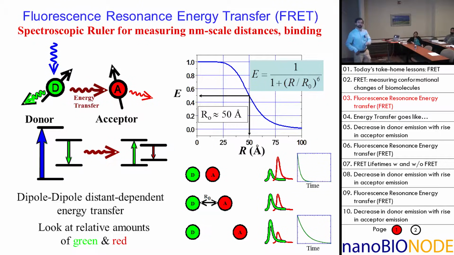So for example, looking right over here, what do you think the relationship is between the emission of the donor and the emission of the acceptor? Or between the donor's emission and the acceptor's absorption? What do you think it is, based on this diagram and this diagram? Who can tell me?